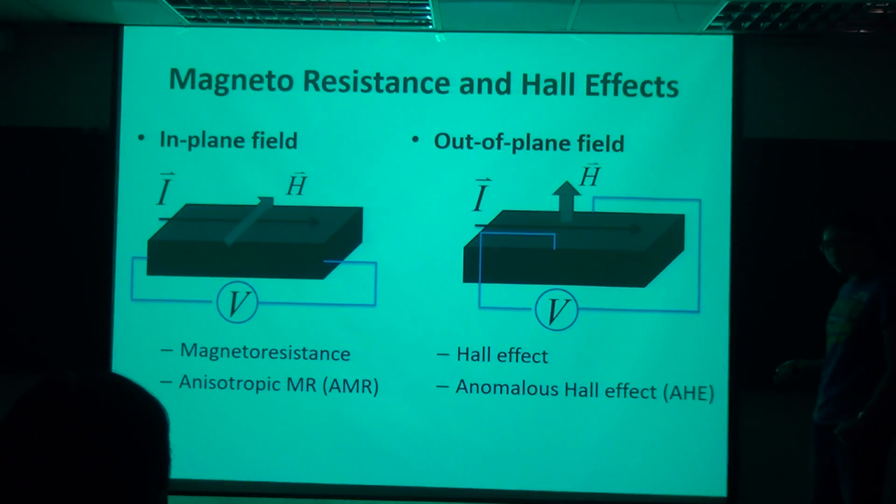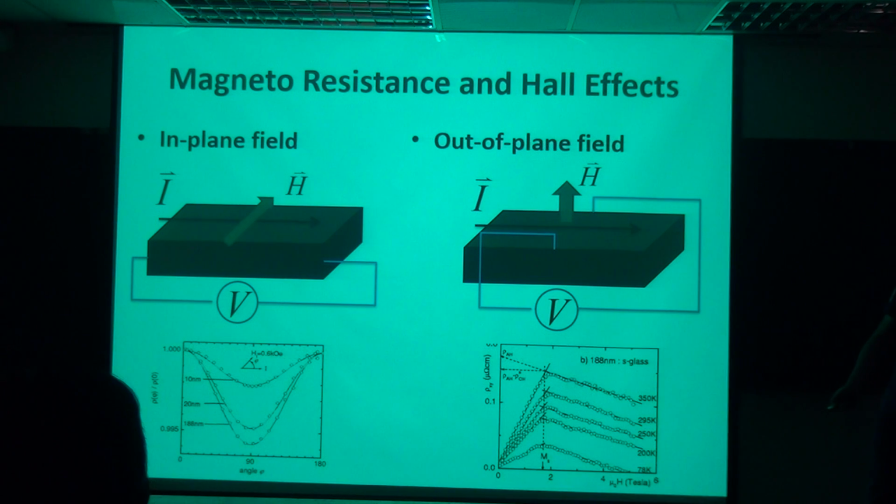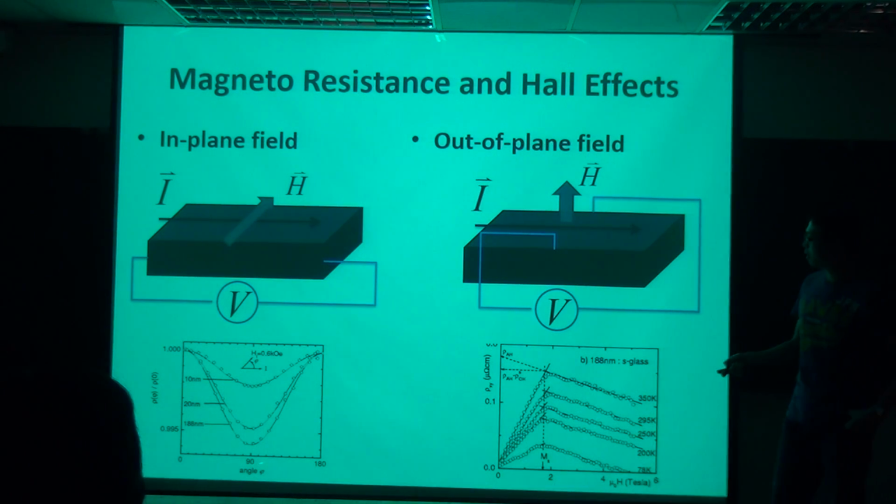And for magnetic materials, if you're using ferromagnetic materials as your sample, then we'll get this anomalous Hall effect, because typically the magnitude of this Hall effect is much larger than the ordinary Hall effect. So they call this anomalous. And if you look at the data, it will look like this.